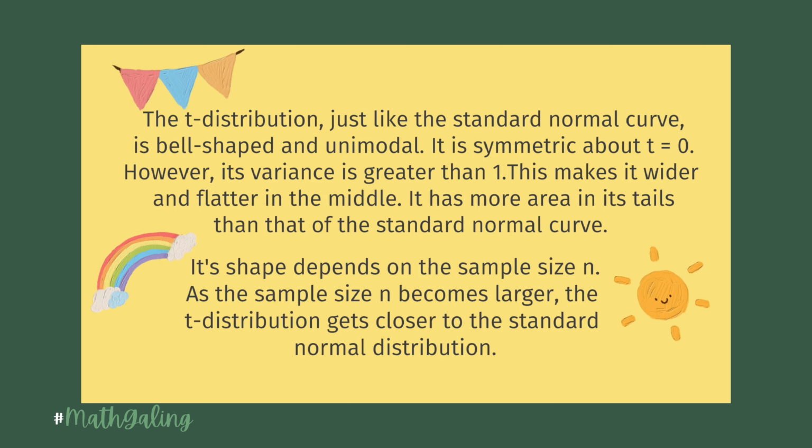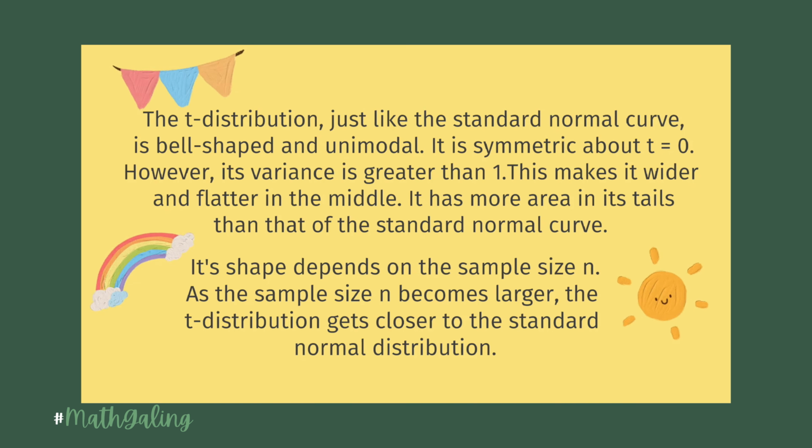The t-distribution, just like the standard normal curve, is bell-shaped and unimodal. It is symmetric about t equals 0. However, its variance is greater than 1. This makes it wider and flatter in the middle. It has more area in its tails than that of the standard normal curve.